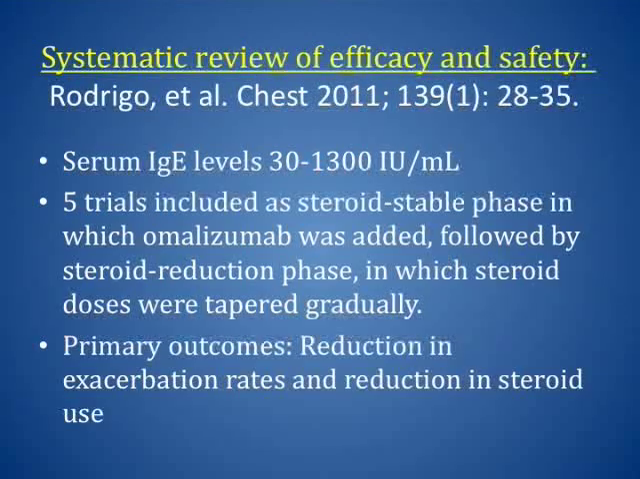And 5 of the trials were structured the same way, which is a steroid stable phase in which omalizumab was added to current therapy. Current therapy was always moderate to high dose of inhaled corticosteroids. People could be on other therapies, but it had to be similar in the placebo and omalizumab group. And then a second phase in which steroids were gradually reduced and patients were monitored. And the primary outcomes used in every single one of the modern studies are reduction of exacerbation rate and reduction in steroid use.